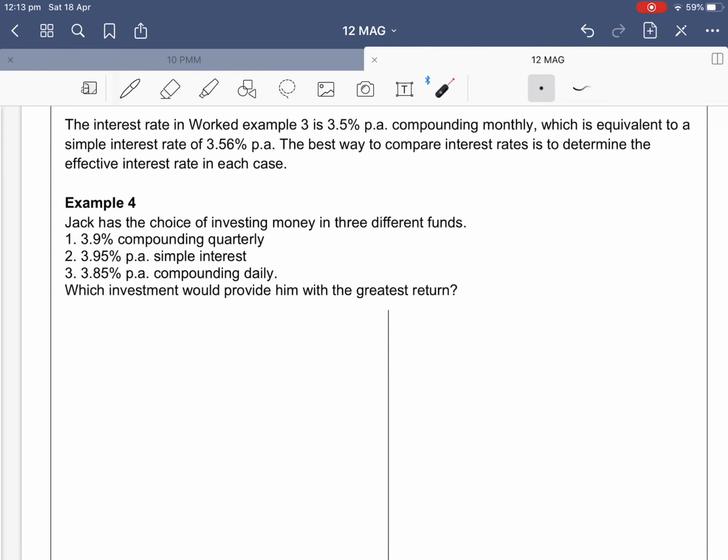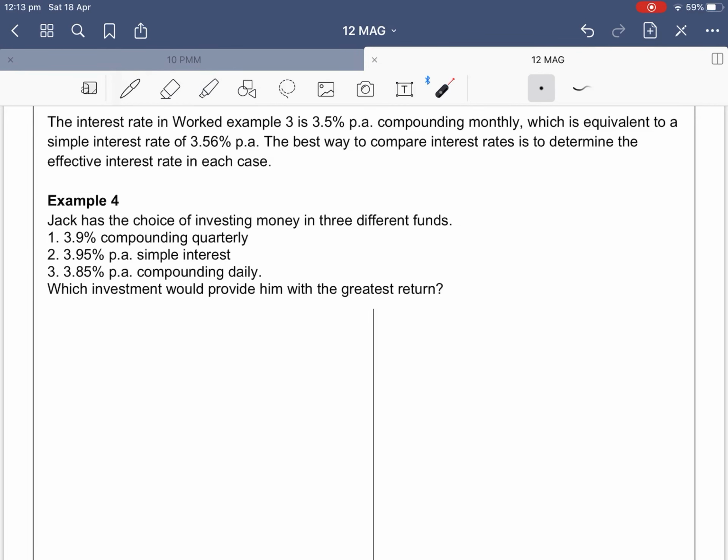The interest rate in worked example 3 is 3.5% per annum compounding monthly, which is equivalent to an interest rate of this. We just proved that. The best way to compare interest rates is to determine the effective interest in each case. So here's an example, and these are examples that you are going to encounter in real life when you are getting your loans and things like that later on.